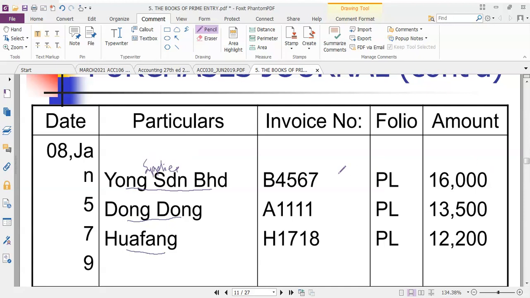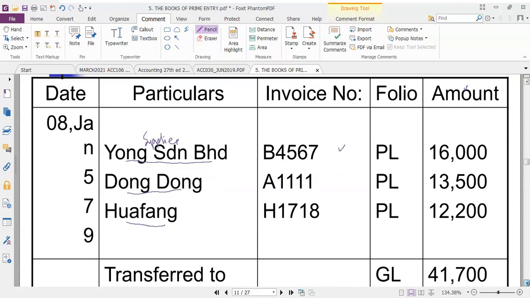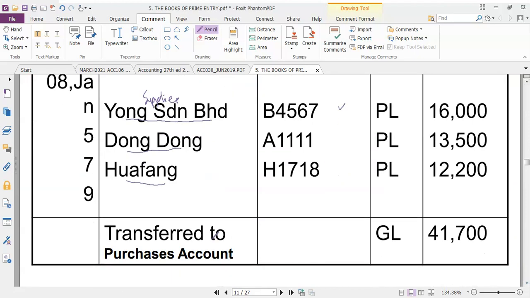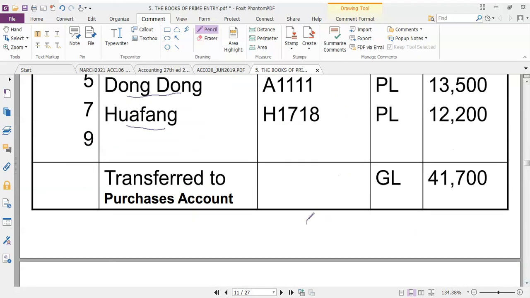Okay, so invoice number berapa, and then PL, folio kita akan transfer kepada purchase ledger. Okay, the last column is for amount. Okay, after that we must total all the amount and then transfer to purchase account. Okay, if we open purchase account, purchase ledger. Okay, which side that we must put 40,700? Debit or credit?